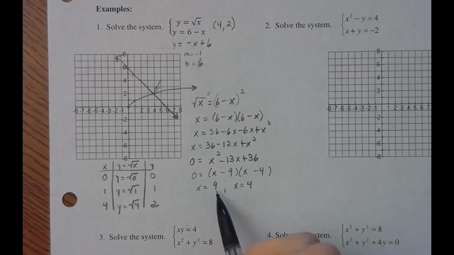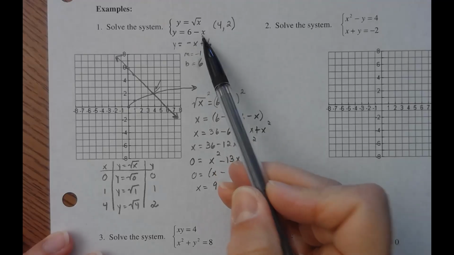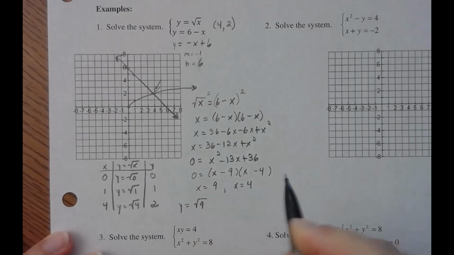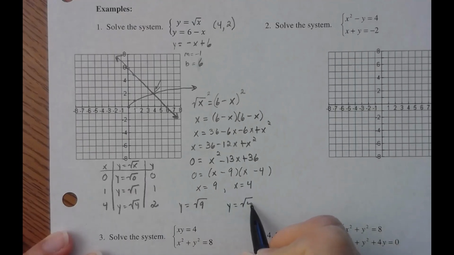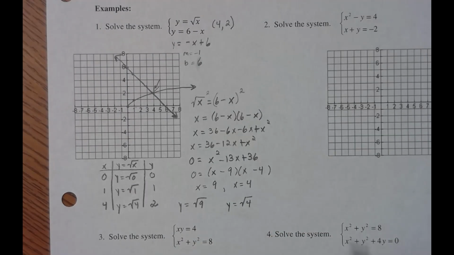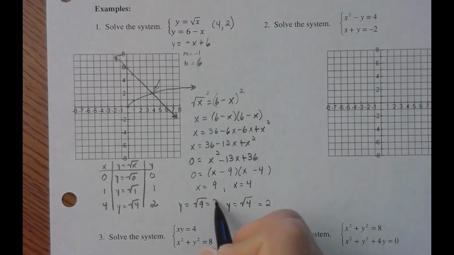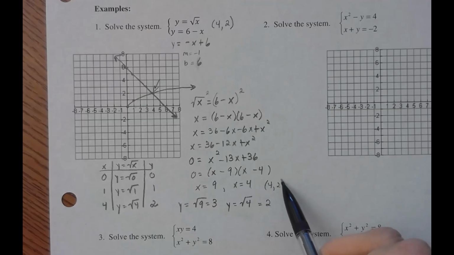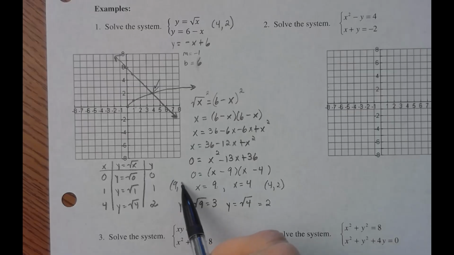In order to get the solution to my system, I am going to substitute the x value into both equations, or one of the equations: y equals root 9, y equals root 4. And so at 4 the solution is 2, and at 9 the solution is 3.